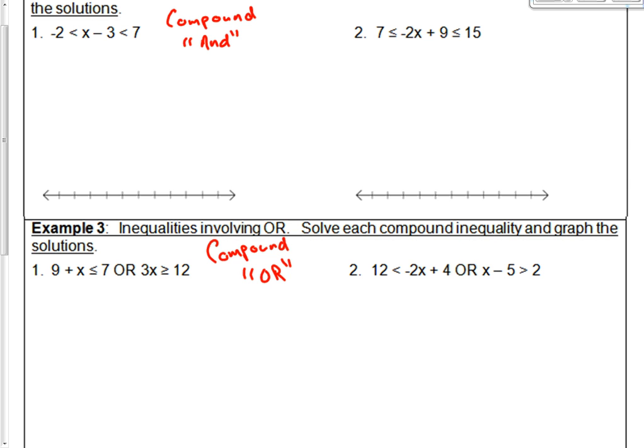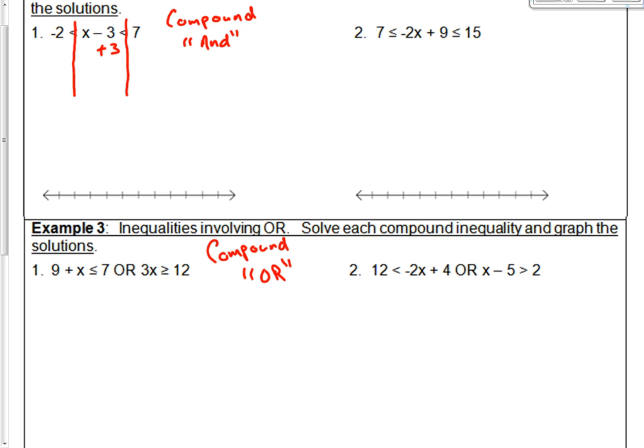When you deal with an "and" problem, the way you solve it is you want to get the variable by itself in the middle. So you have x minus 3 in the middle of those two inequalities. Well, if you want the x by itself in the middle, the 3 has to move. So we put a plus 3 because it's not attached. So we move it just like we do anything else.